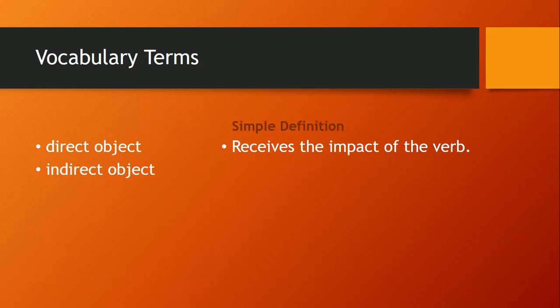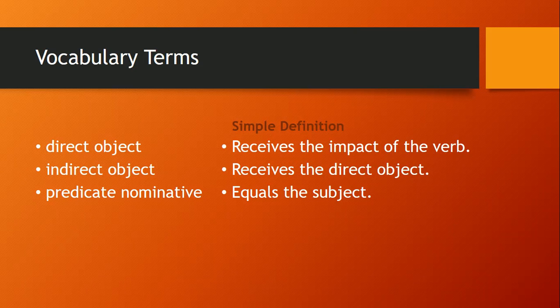The indirect object usually receives the direct object, like as a gift or something. The predicate nominative is equal to the subject. They equal each other. And object complements are similar, but they are names given to an object, a name given to a direct object.